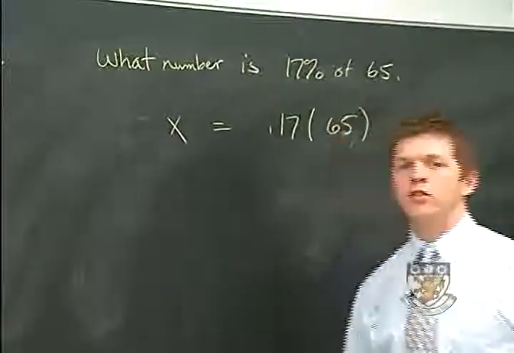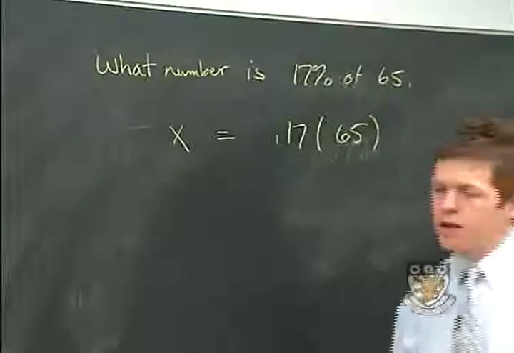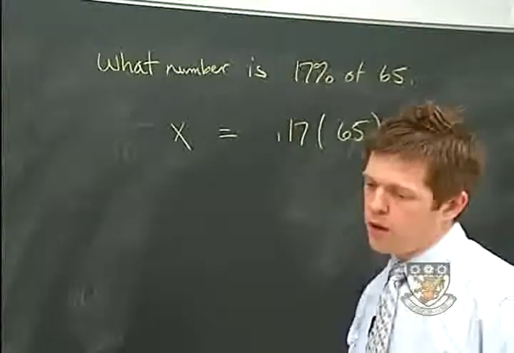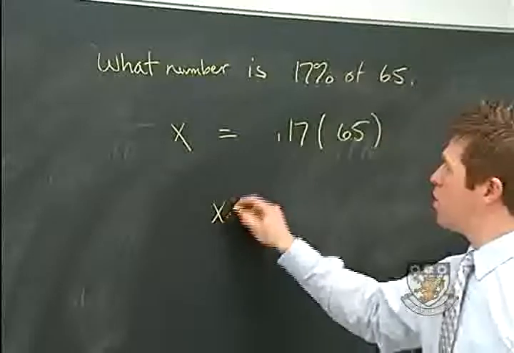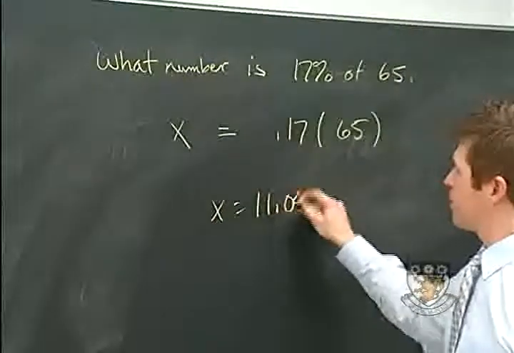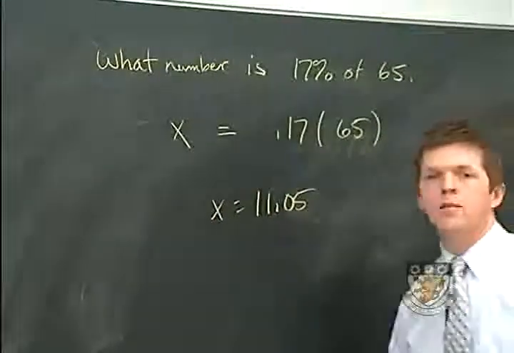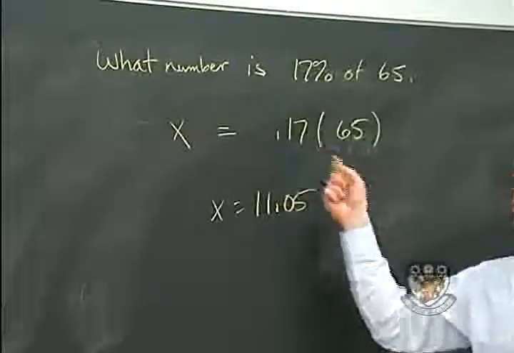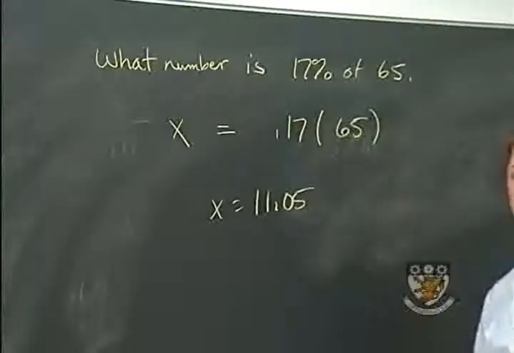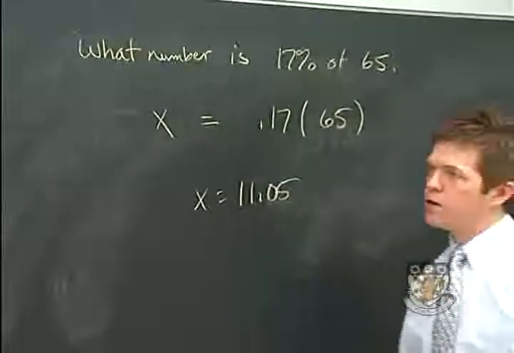If you were to do the actual operation here and multiply it out, x will equal 11.05. If you need to refresh your memory of how you multiply these numbers with decimals, refer back to the previous chapter when we are doing that.